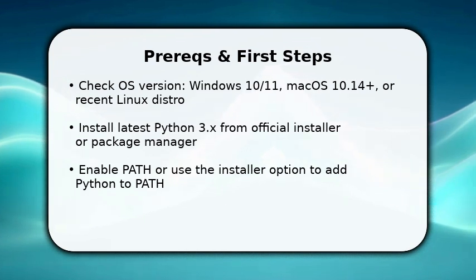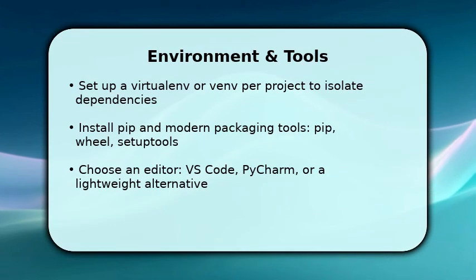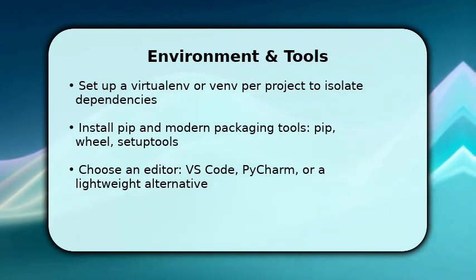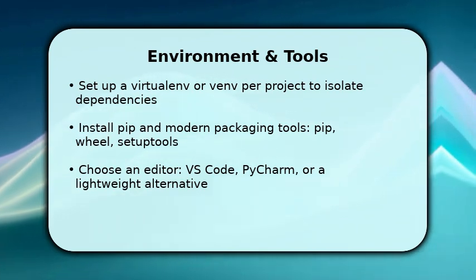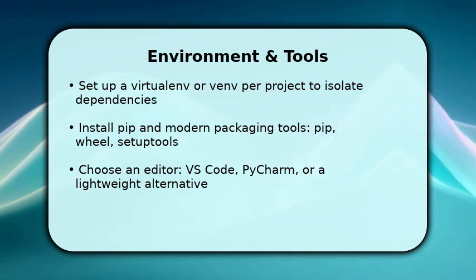Once Python runs, you create a predictable environment for development. You create a virtualenv with python -m venv and activate it. This isolates libraries per project, preventing conflicts. Next, upgrade pip with python -m pip. Install upgrade pip setuptools wheel so installations are smooth.